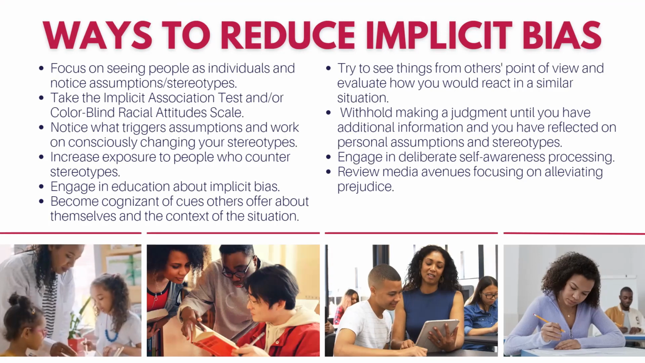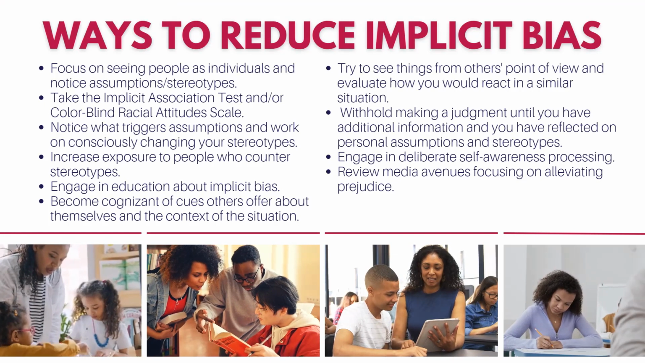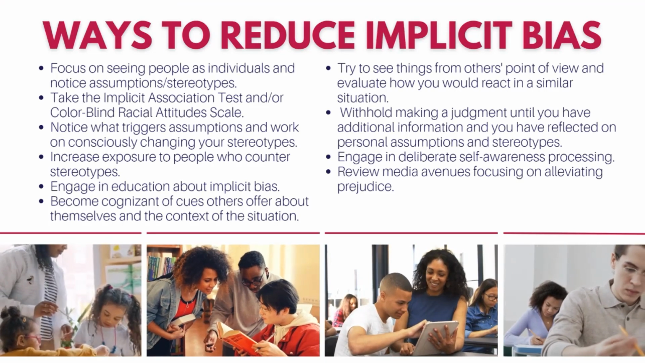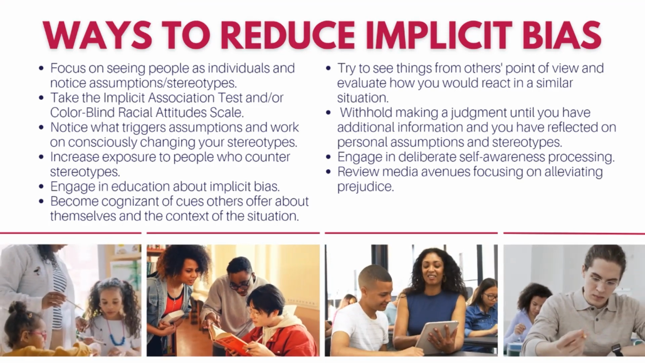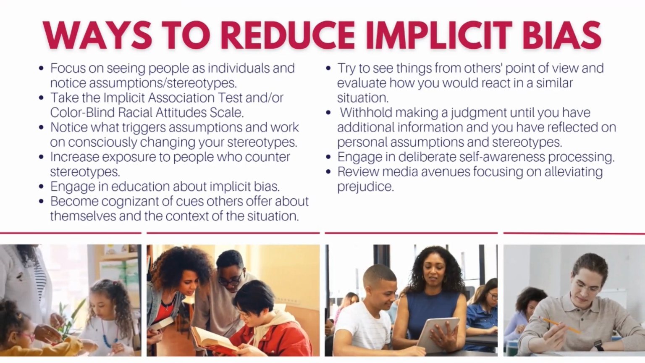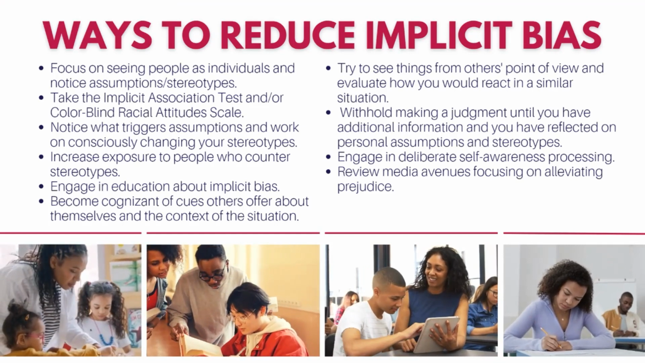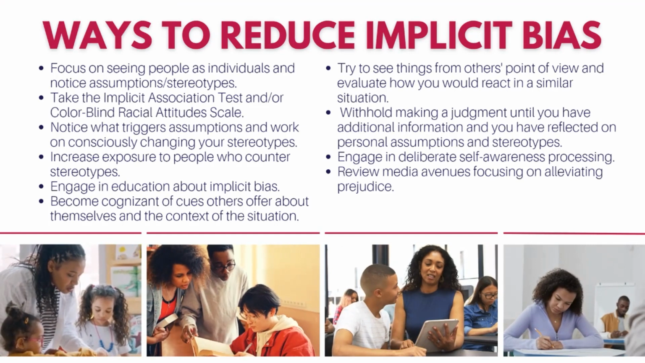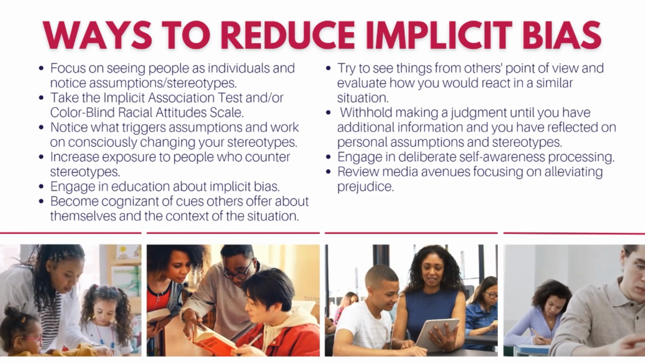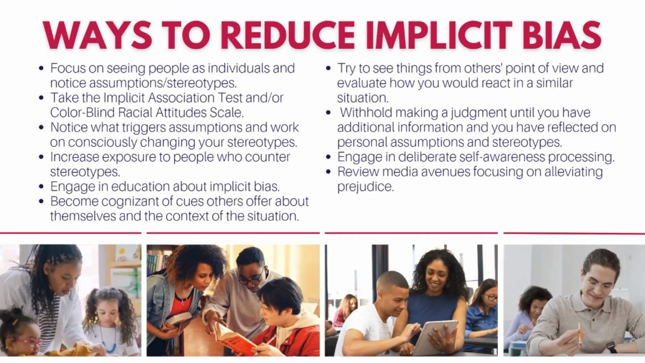So, ways to reduce implicit bias. First one is focus on seeing people as individuals and notice assumptions and stereotypes. So instead of seeing people as a group, look at them as an individual and then notice what you think about them just based on what you see or what you hear. Next, take the implicit association test and or colorblind racial attitude scale.